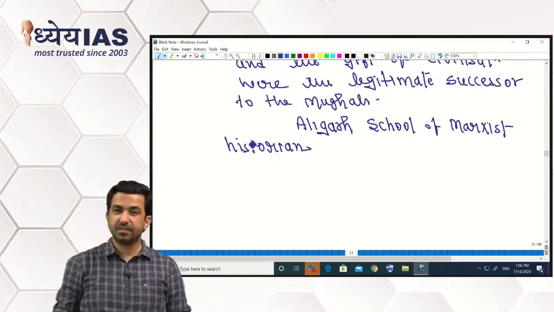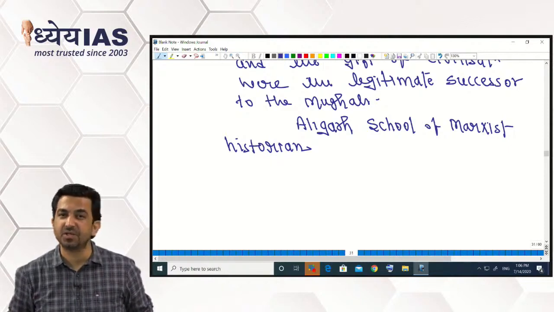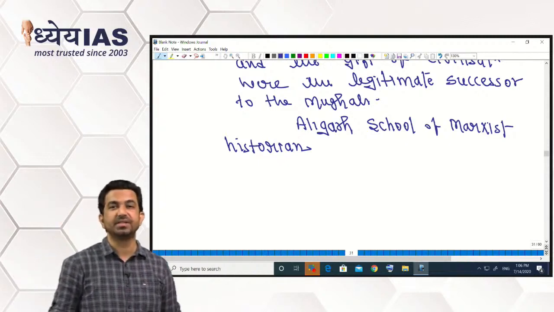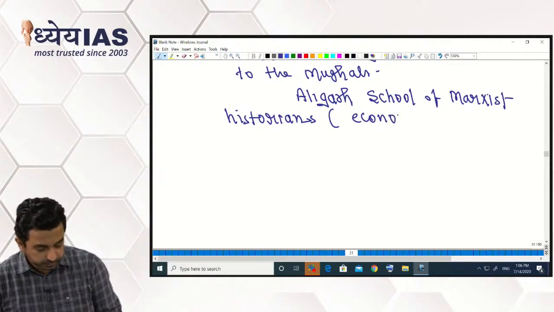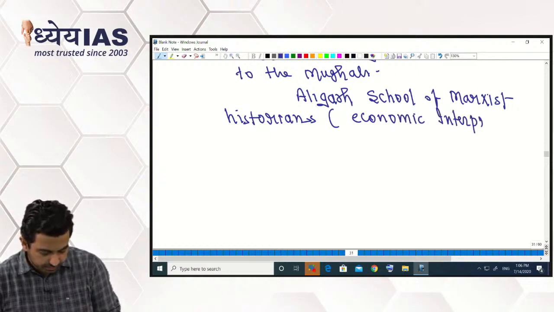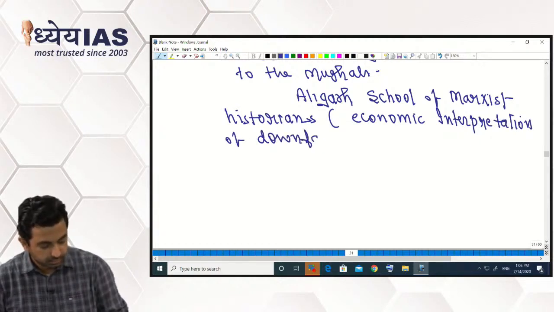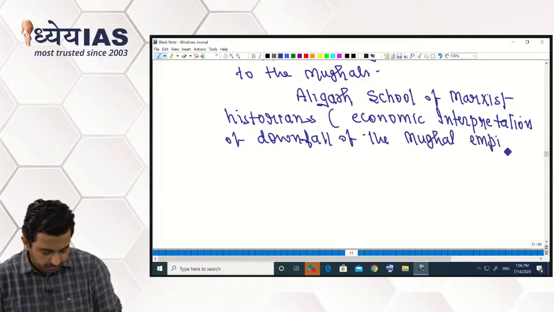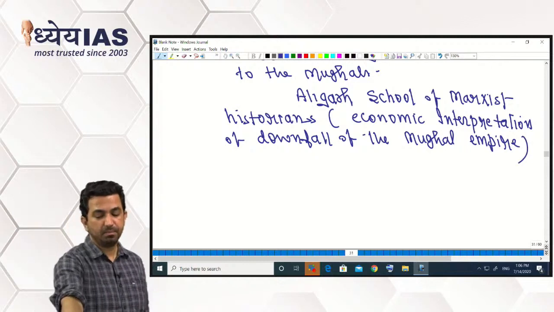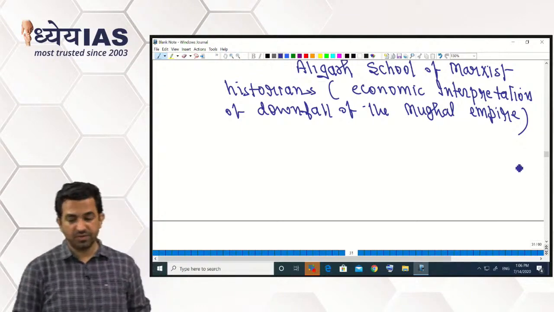GS Modern India and Optional Modern India analysis have a slight difference. This is a little more in-depth analysis than GS, and we are also taking references of historians and theories put forward by the historians as well. Okay, so Aligarh School of Marxist historians means economic interpretation of downfall of the Mughal Empire. Aligarh School of Marxist historians, those historians who focused more on economic interpretation of downfall of the Mughal Empire.